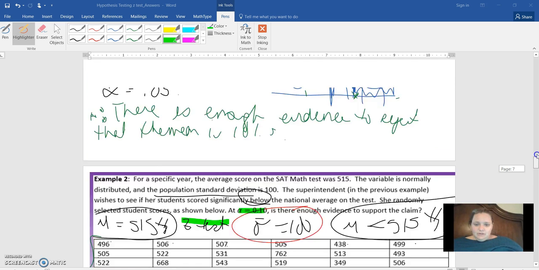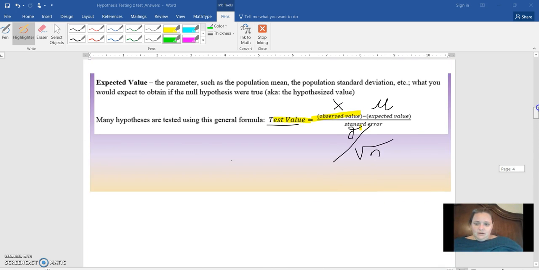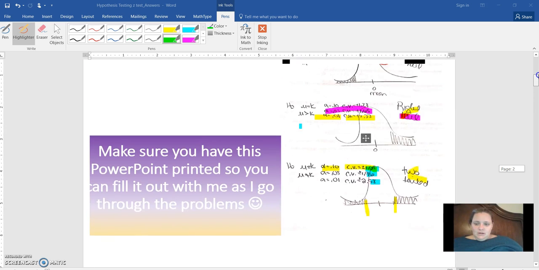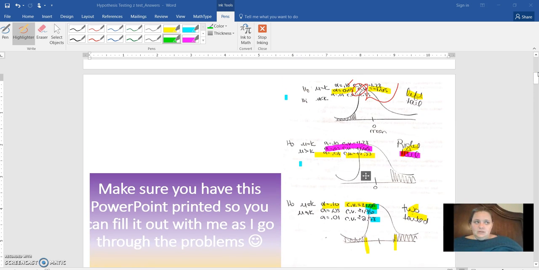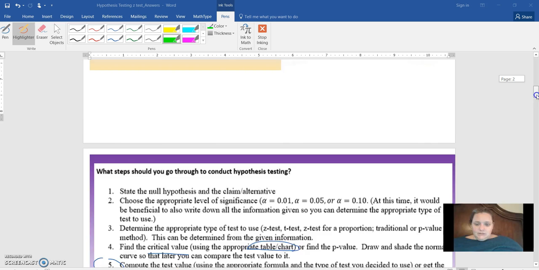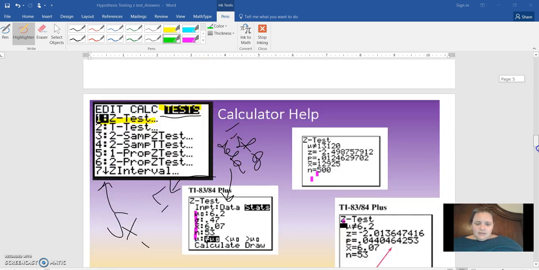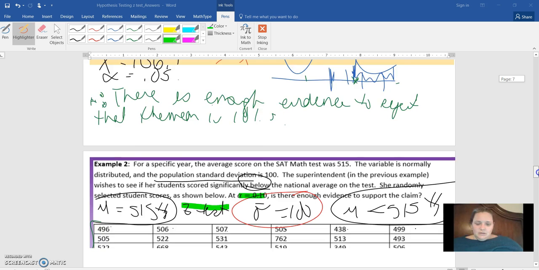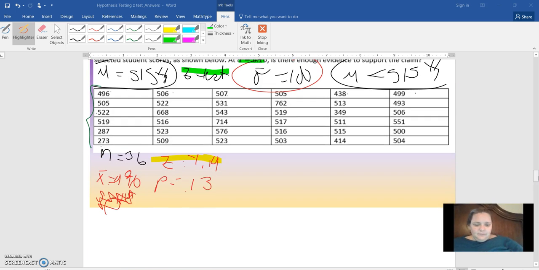So I'm going to go back and look at my little chart over here. And it was less than, so it points to the left, and it's 0.1, so it's negative 1.28. So negative 1.28.